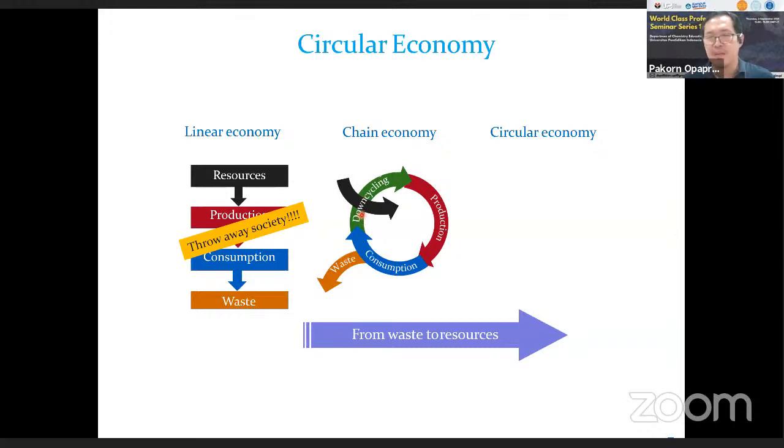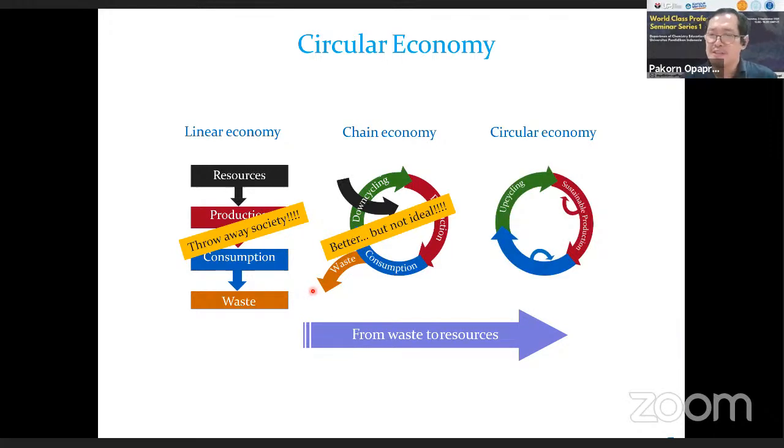Downcycling means the properties or the value of the product that we get here is lower than the product that come from original resources, right? So this is better, but not the ideal situation, right? Because we still need to use some more new resources, the black color, and also we throw away some of the waste as well, right?